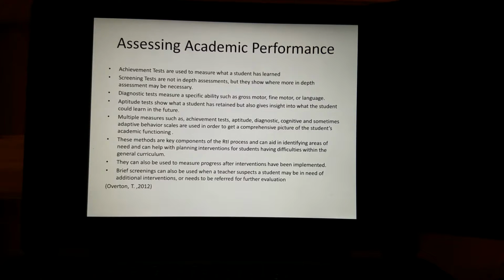So it's important to use multiple measures such as achievement test, aptitude, diagnostic, cognitive, and sometimes an adaptive behavior scale to get a comprehensive picture of the student's academic functioning. And all these methods are key components of the RTI process and can aid in identifying areas of need and can help with planning interventions for students having difficulties within the general curriculum.